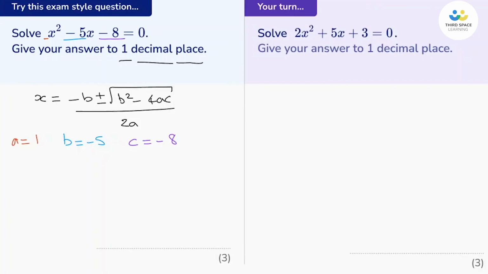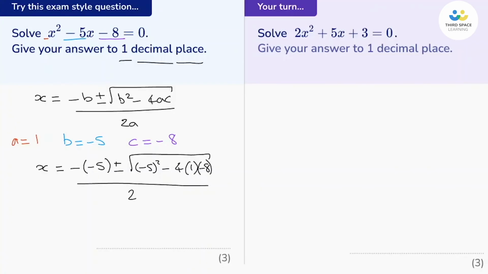Once we've identified a, b and c, let's very carefully substitute them into the formula. So x is equal to minus b, so it's minus whatever b is, minus 5, plus or minus the square root of b squared, well b is negative 5, so that's negative 5 squared. Take away 4 lots of a, which is 1, multiplied by c, which is negative 8. And let's all divide that by 2 lots of whatever a is, and a is 1.